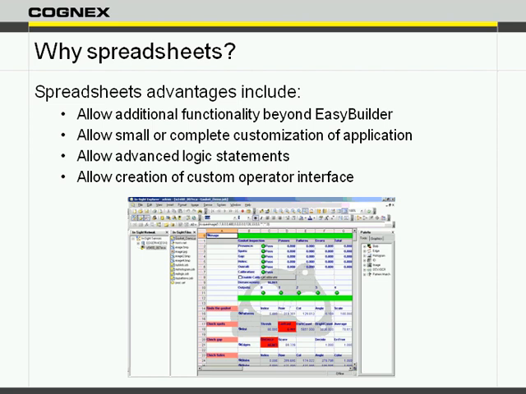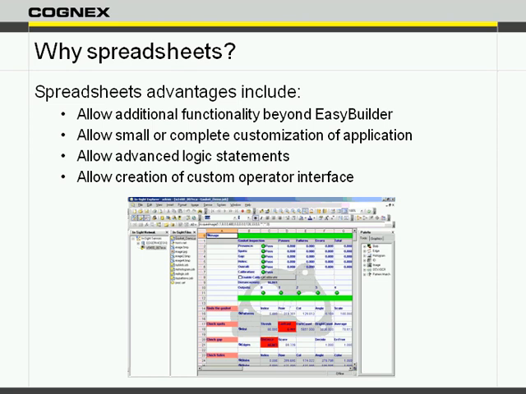So the obvious question is, why spreadsheets? Spreadsheets have many advantages, including allowing functionality beyond EasyBuilder. EasyBuilder is an interface that allows you to quickly build an application for your camera. In the background, while it's doing so, it is actually building a program on the spreadsheet. At any time, you can switch back and forth between the two, between EasyBuilder and spreadsheet. This is what we call round tripping.